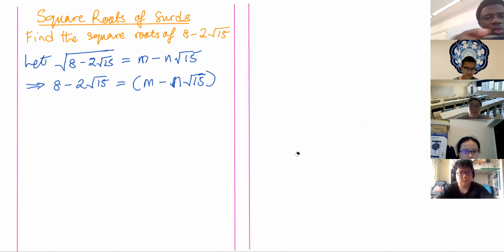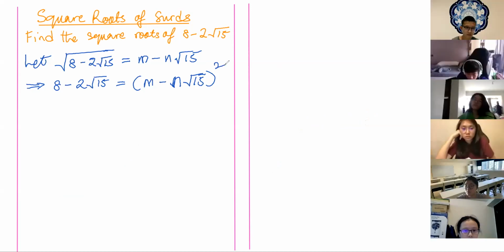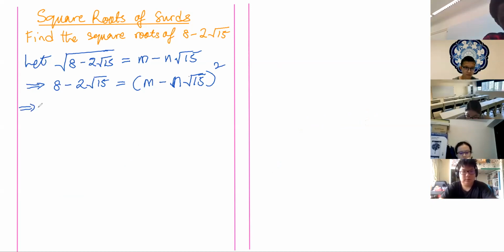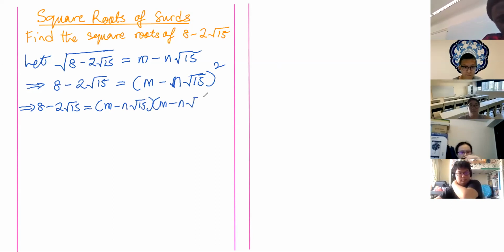All right, so with this now, we're going to square that one. I hope this line is clear to everyone. Please confirm. Everyone understand this line? Yes. All right, thank you. So with this, we will expand. So this means our 8 minus 2 root 15 is m minus n root 15 bracket m minus n root 15. I'll try to wrap up in 4 minutes so we can go. Sorry for the delay.